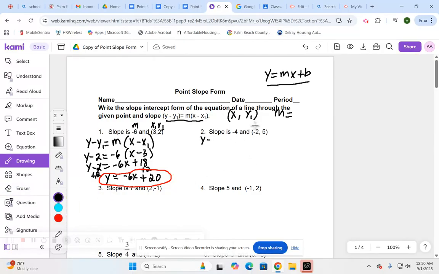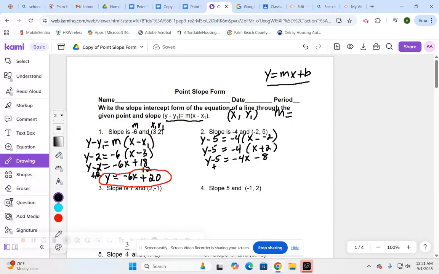y minus y sub 1 is 5 equals the slope times the quantity of x minus x sub 1, which is going to be negative 2. All right, we'll have y minus 5 here. I'm going to simplify the parentheses on the right. This is going to be x plus 2, since we have minus negative 2. And now we still need to simplify more on the right. We need to distribute: negative 4 times x is negative 4x, and negative 4 times 2 is negative 8.